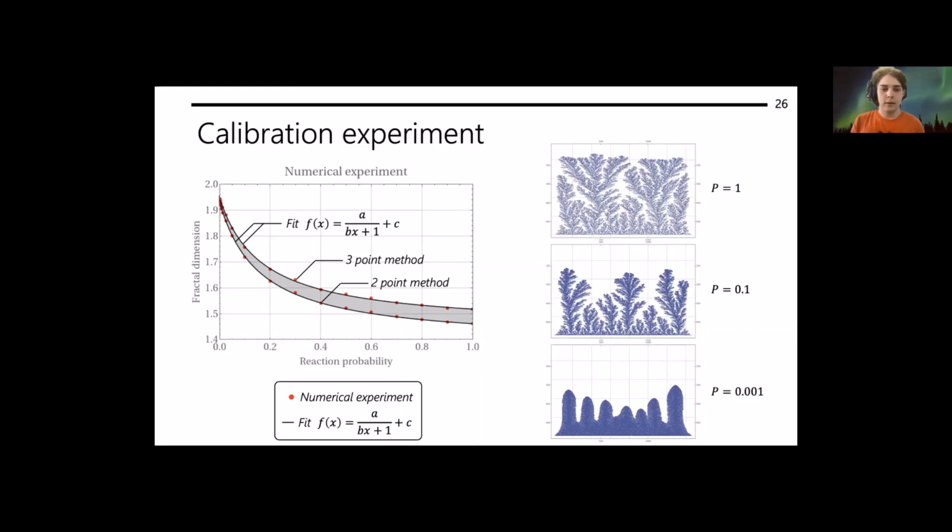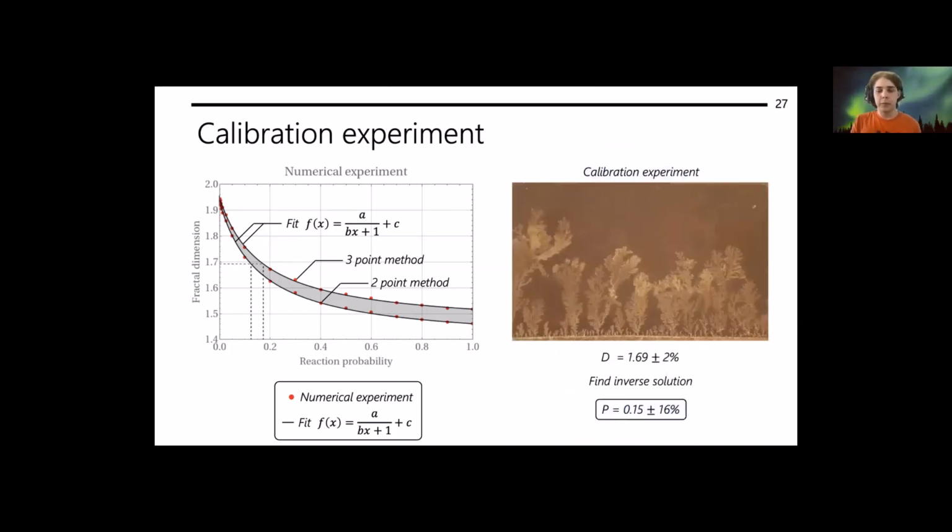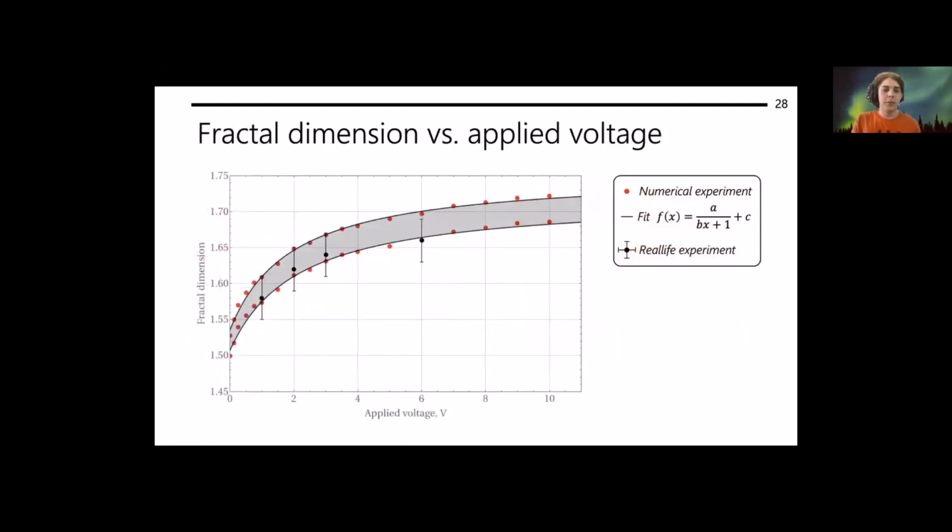So conducting the same experiment, but in real life, we can, from the photo, determine the fractal dimension, solve the inverse problem, and find the reaction probability, which in our case is about 15%. Knowing this reaction probability, we can start to compare the numerical simulation to our experiment. For example, the dependence of the fractal dimension to the applied voltage.